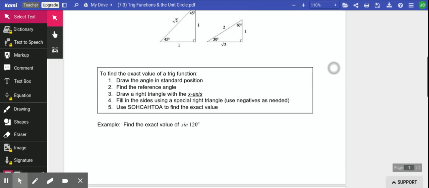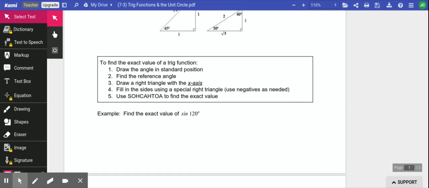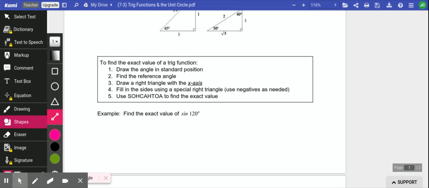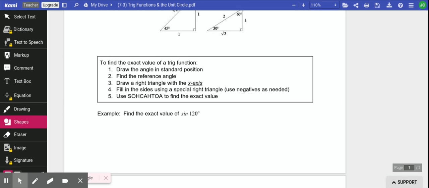So to find the exact value of a trig function, we're going to draw it in standard position. We're going to find the reference angle. We're going to draw the right triangle using the x-axis. That's important. A lot of times people mess up and use the y-axis. So always with the x-axis. We're going to create a special right triangle, fill in with negatives if we need it, and then we're going to use SOHCAHTOA. I know those sound like a lot of steps, but we'll get there. It's fine. So first thing we're going to do is draw this thing.